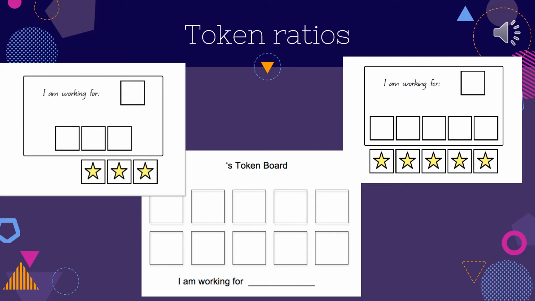The bottom example also has a spot for the client to write in the item that they're working for. However, this board has a ratio of 10. So the tokens that they must acquire are 10 in order to earn the item that they are working towards.